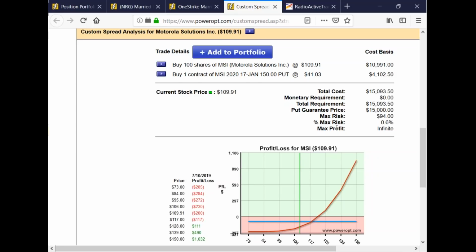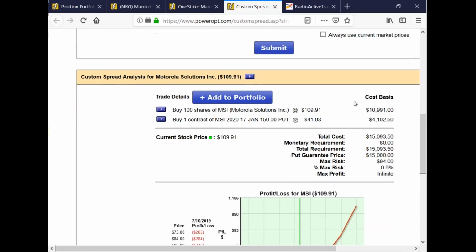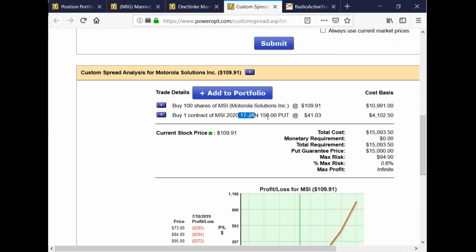Why wouldn't I just sell the 40 call with the stock at 37 and I have a 45 put? It's because I create a bearish position, which was against my expectations of what I would have done. Here's what I mean. At midpoint, here's your low risk position with the deep in the money, 45% in the money, 150 put on a stock trading at 109. You pay 41.03. You've got a low risk of 94 cents, 0.6%.